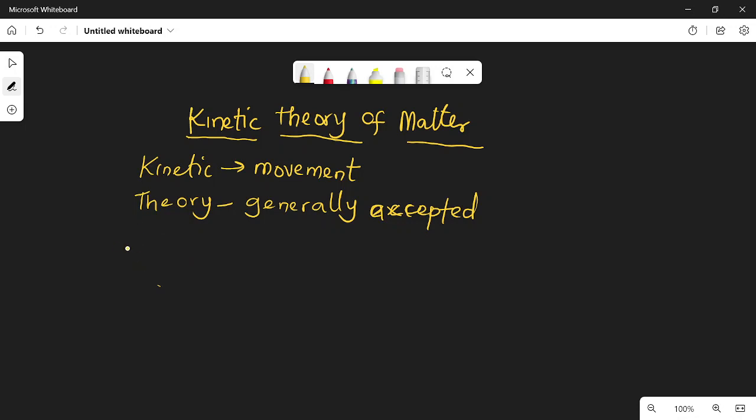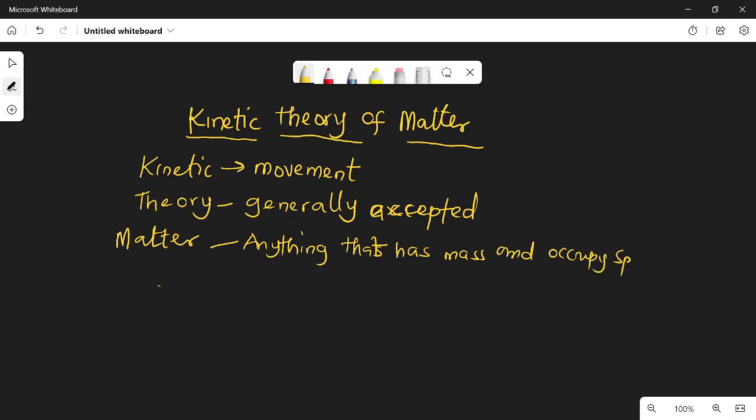And matter, which is the basics of chemistry itself, is anything that has mass and occupies space. That's our normal definition. So now, bringing these keywords together, we have kinetic theory of matter, which means our normal states of matter, which are solid, liquid, and gas.